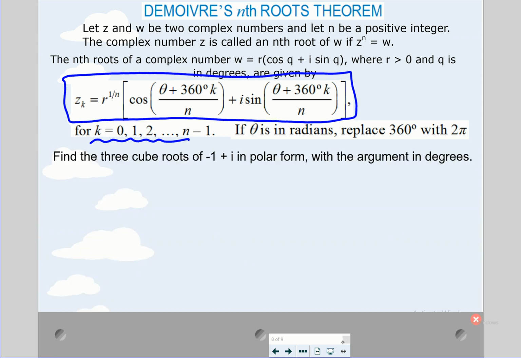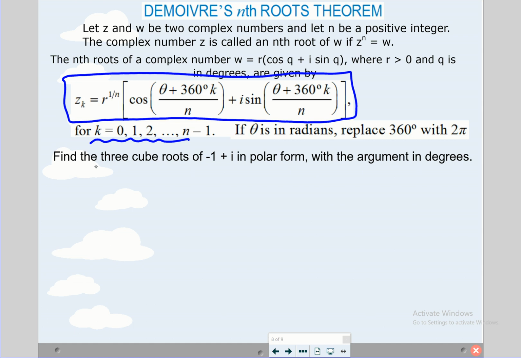Okay. All right, so our last example. We are going to find the 3 cube roots of negative 1 plus i, and we are going to leave our answer in polar form. It wants the argument in degrees. We're going to use degrees. Okay. Negative 1 plus i, that complex number is the one we just used in the last problem. If you didn't have it already, you'd have to find r and theta, but we just found it. We knew r was rad 2. And we knew theta was 3 pi over 4 in radians. We want degrees, so we're going to use 135 degrees.